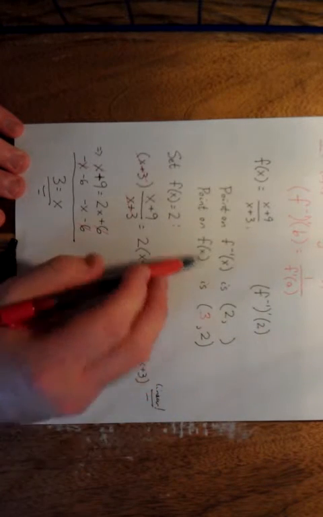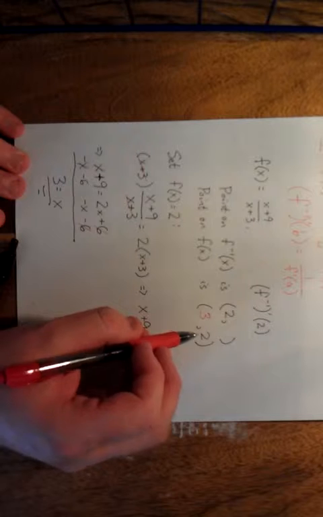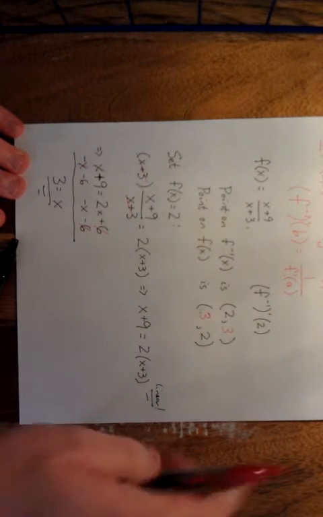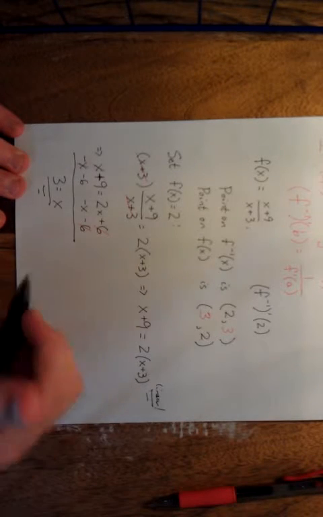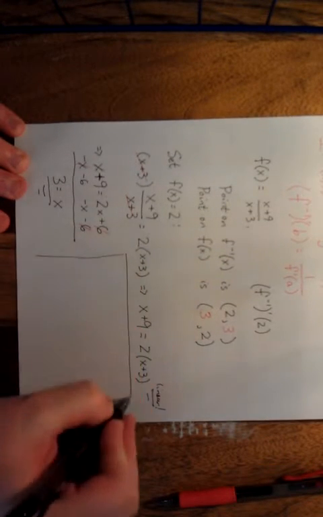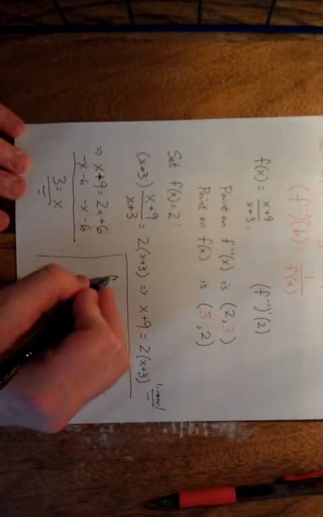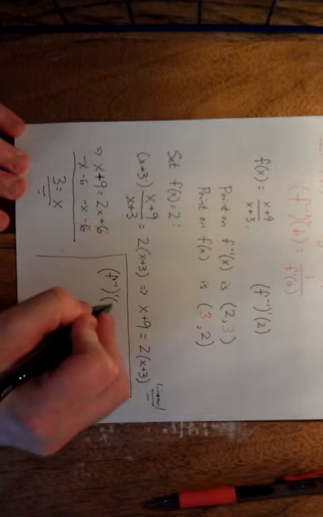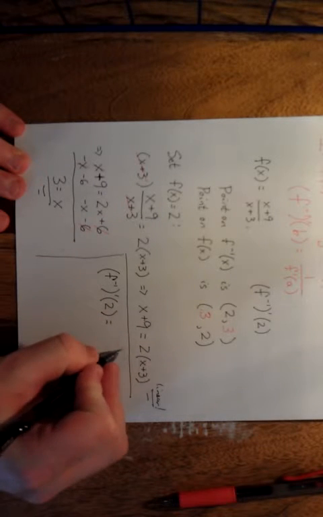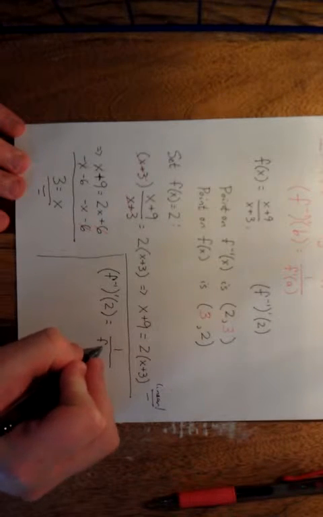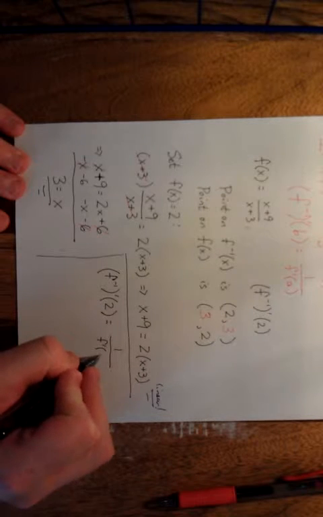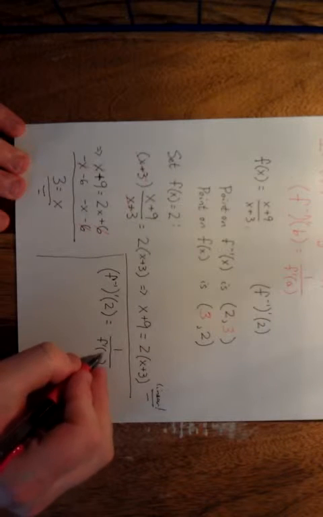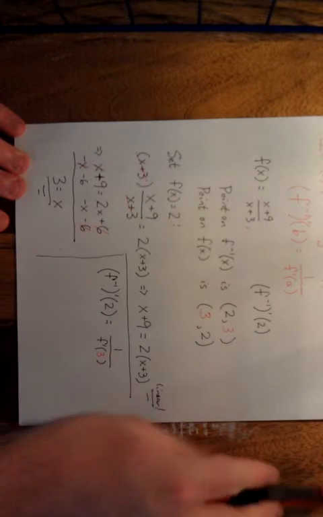So the point on f of x is 3, 2. The point on f inverse of x will be 2, 3. Now, based on our property that was listed a moment ago, if we want the derivative of the inverse function evaluated at 2, this will be 1 over the value of the derivative of f at our value that we just found. And the value that we just found was x equals 3.